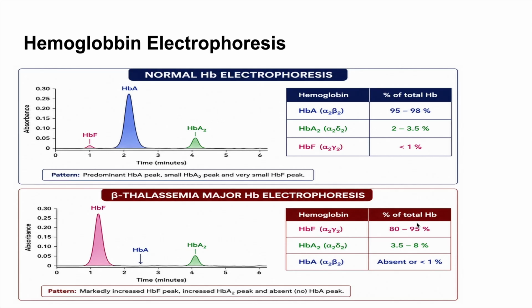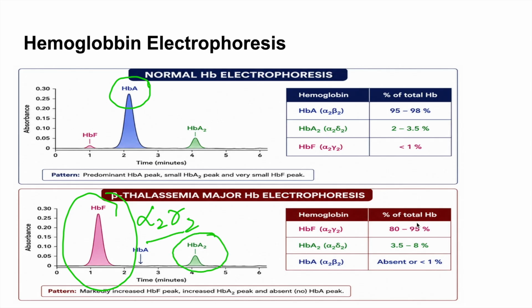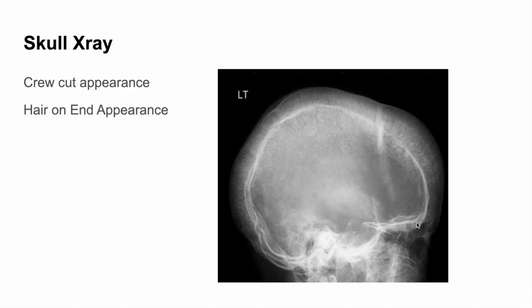In normal, you have HbA with the highest peak, but in thalassemia major there is increased HbF because alpha 2 gamma 2 is formed, and there is slightly increased HbA2 also, but the HbA level falls down. On the skull X-ray, you have a typical appearance known as hair on end appearance or crew cut appearance, which is seen on the X-ray. You can see over here.